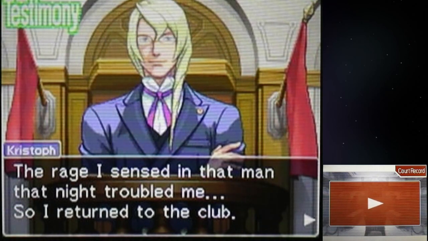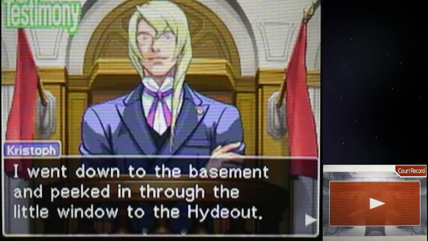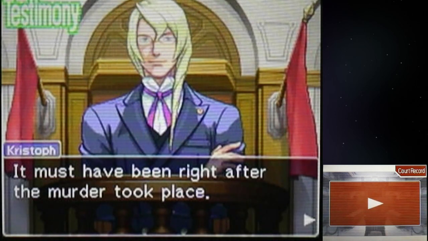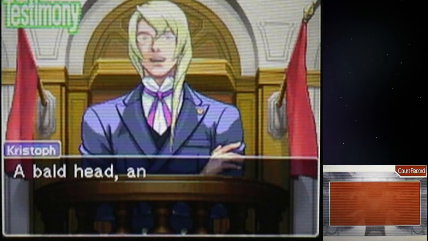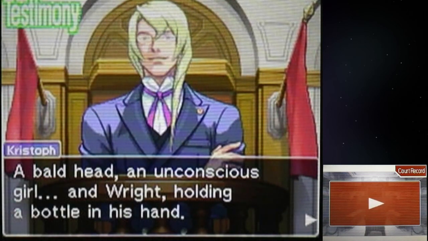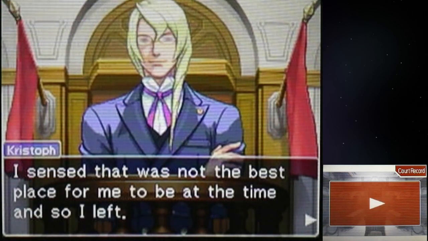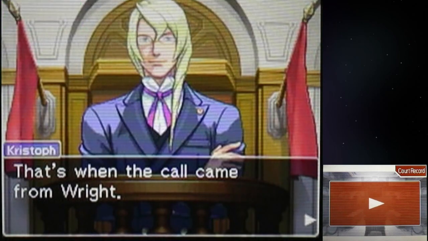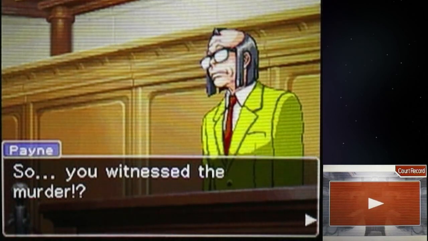The rage I sensed in that man that night troubled me, so I returned to the club. I went down to the basement and peeked in through the little window in the hideout. It must have been right after the murder took place. The victim was dead, as he appears in this photo. A bald head and an unconscious girl, and Wright holding the bottle in his hand. I sensed that was not the best place for me to be at the time, and so I left. That's when the call came from Wright. So, you witnessed the murder?